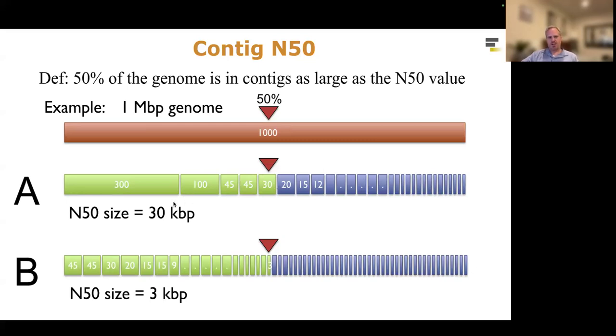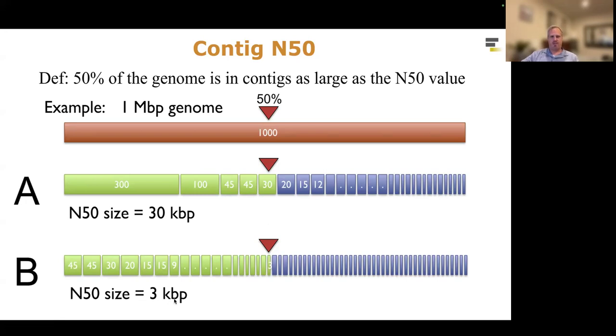Now, if we had an alternate assembly of the same genome, it could be the same assembler with different parameters, or it could be an entirely different assembler with different data types. For whatever reason, we have a different assembly of the same genome. And again, we list the contigs from largest to smallest. We repeat the same process of asking how far down this list we need to go until we get to 50% of the genome size. And in this assembly, that's only 3 kb.